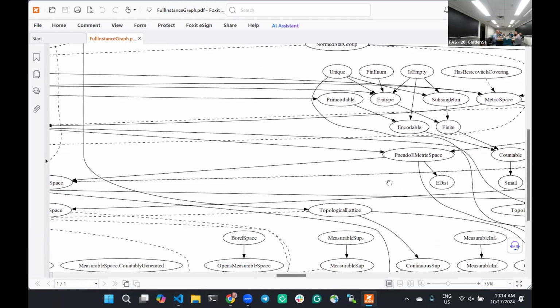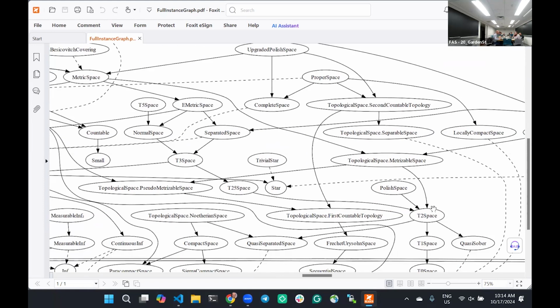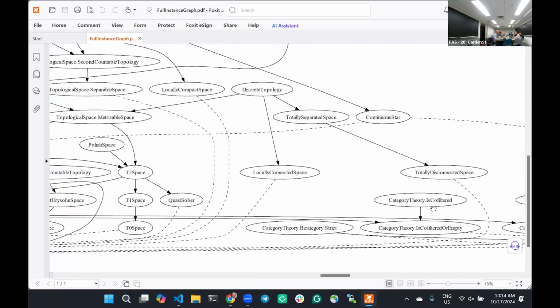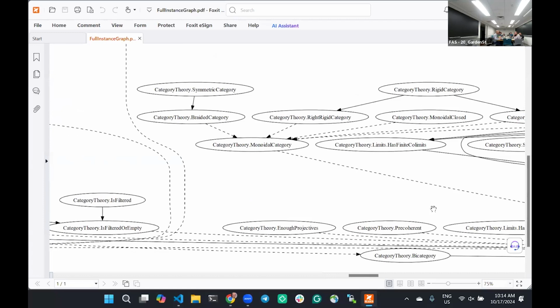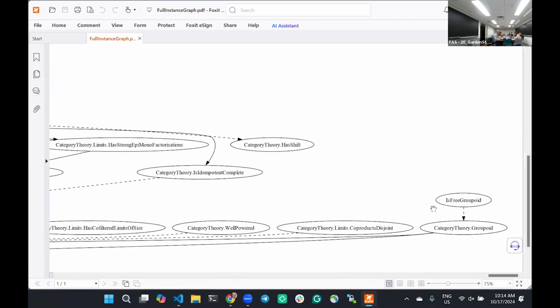So the point is that there's a pseudo extended metric space. That would be something like a metric space, but it can take values at distances of infinity. And the pseudo will be presumably that you can have things that have distance zero but are not equal. Polar spaces, T2 spaces, T1 spaces, quasi-sober spaces. There's some category theory stuff. So there's really a tremendous amount of stuff there.